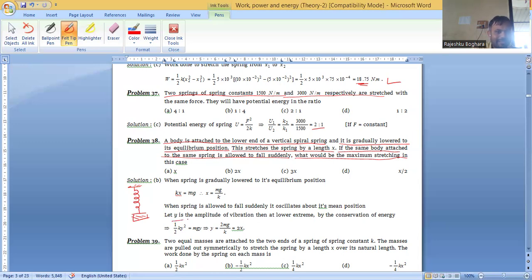Let y be the amplitude of the vibration, then at the lower extreme, by the conservation of energy, 1 upon 2 ky square is equal to mgy. Now y is equal to 2 mg by k. So now put the value of x, mg by k is equal to x. So y equal to 2x.